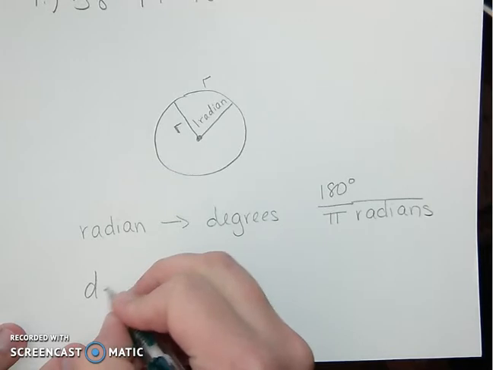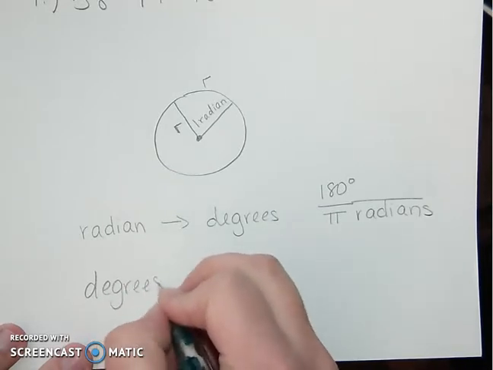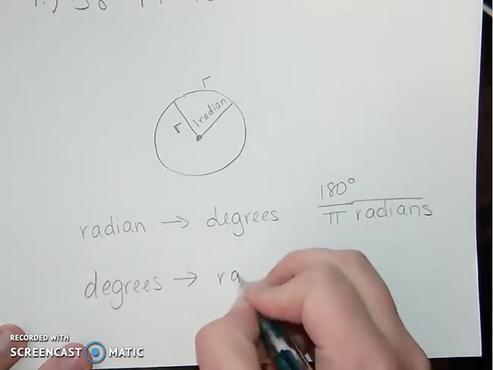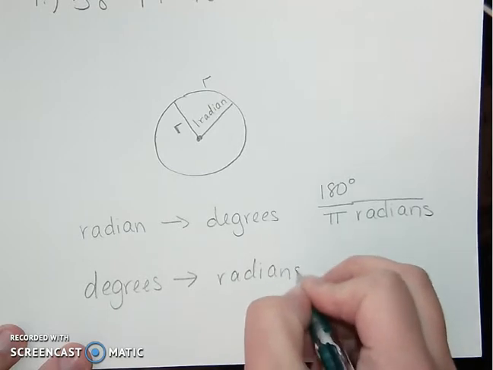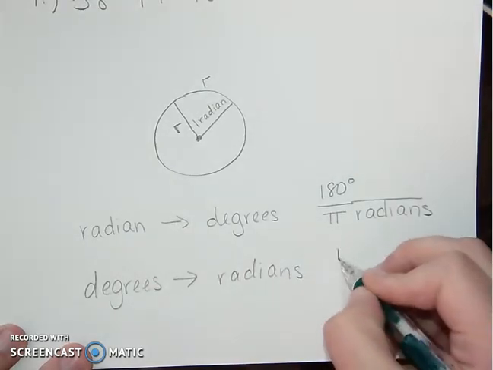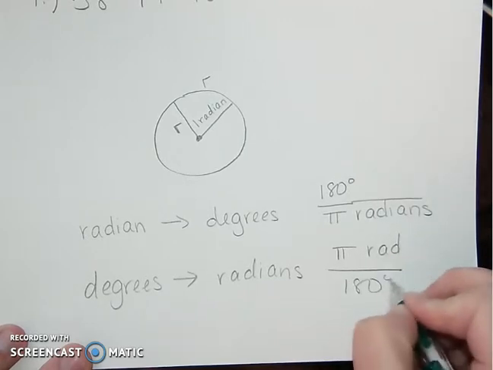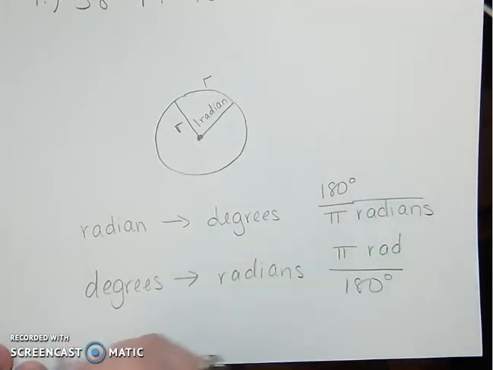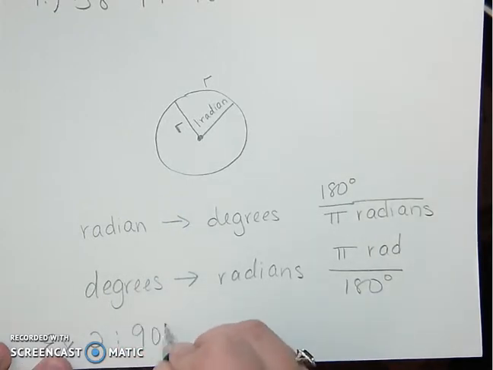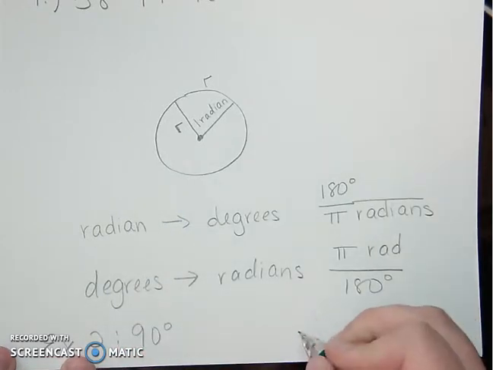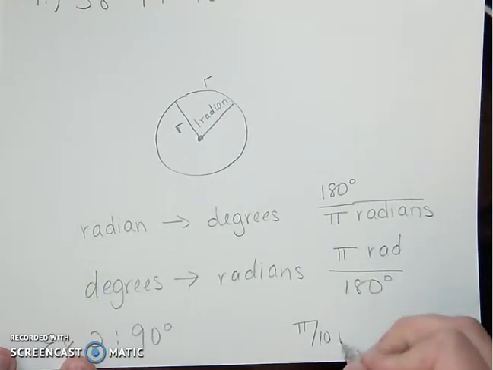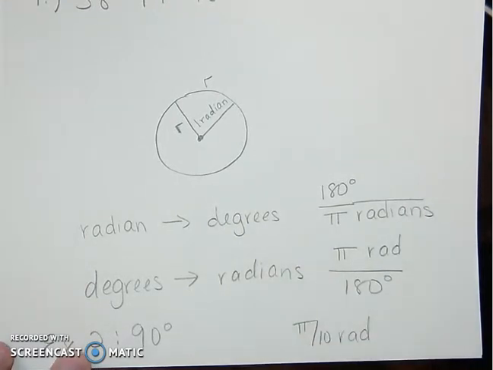If you're going the opposite way, degrees to radians, then you multiply by the reciprocal, which is pi radians over 180 degrees. Now take a second and make sure you're good with converting. Do 90 degrees to radians and pi over 10 radians to degrees.